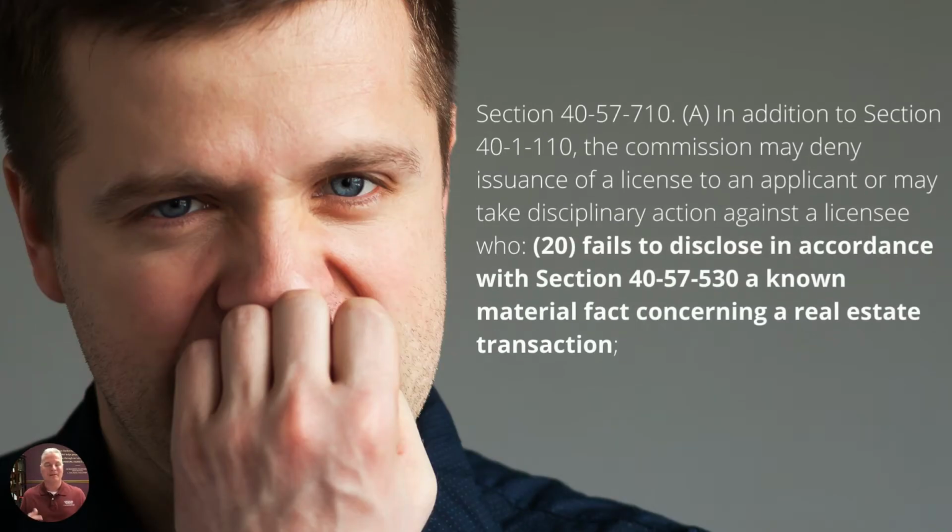So, the law continues on later in the code, and it says, in addition to section 40-1-110, the commission may deny issuance of a license to an applicant or may take disciplinary action against a licensee who, get this, fails to disclose in accordance with section 40-57-530 a known material fact concerning a real estate transaction. So they're referring back to 40-57-530, talking about material adverse facts. That could mean not giving you a license, not renewing it, taking it away, or taking some sort of disciplinary action.